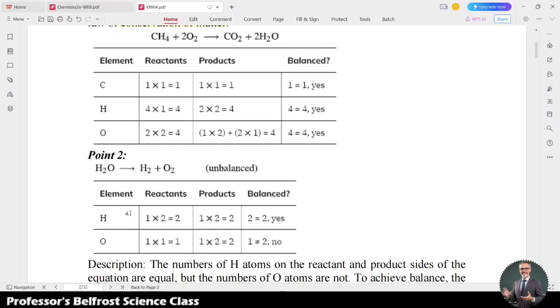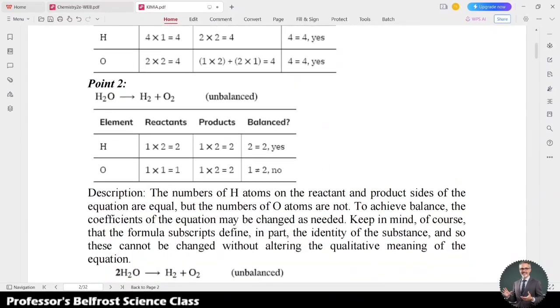For hydrogen, on the left side there are 2 hydrogen atoms, and on the product side, the right side, there are 2. So this is balanced for hydrogen. But how about oxygen? On the left side we have 1 oxygen atom, but on the right side, the product side, we have 2. So 1 is not equal to 2. This is not balanced. So we see that here, the number of hydrogen atoms on the reactant and the product side of the equation are equal, but not the oxygen atoms.